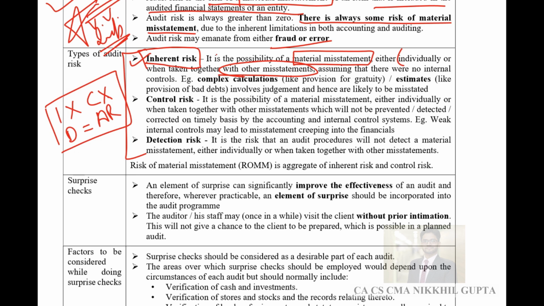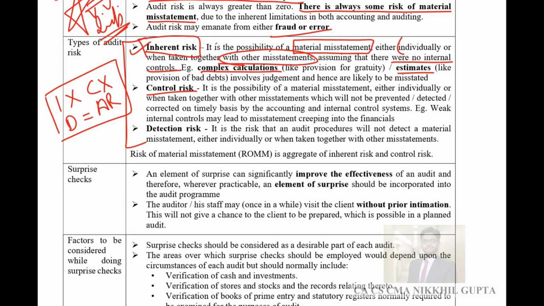So inherent risk is the possibility of mistake which can happen when there are no internal controls. If there are no internal controls, then this misstatement can happen. For example, complex calculation estimates always run a risk of being materially misstated. Second is control risk. Now what is a control risk?